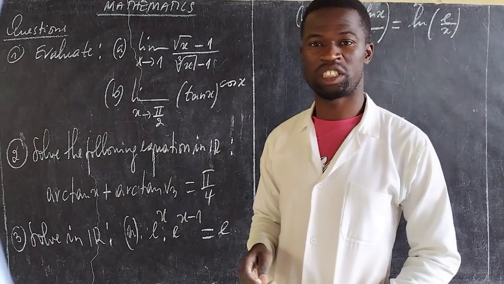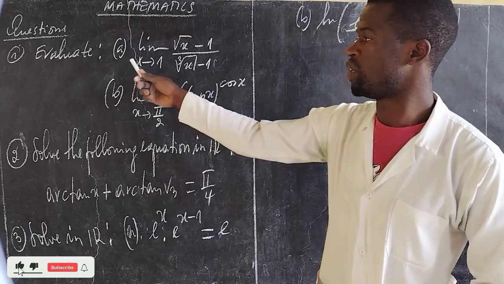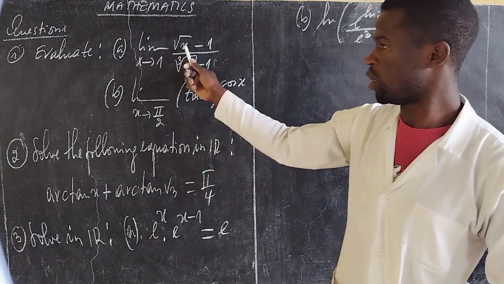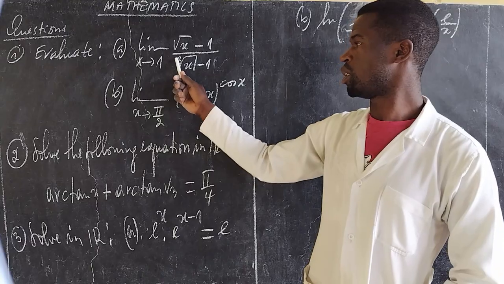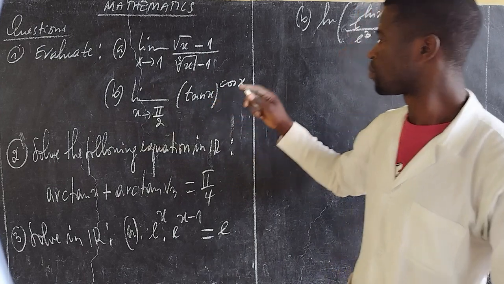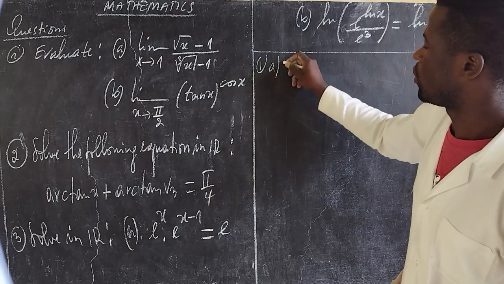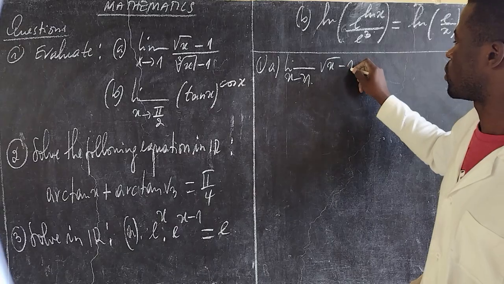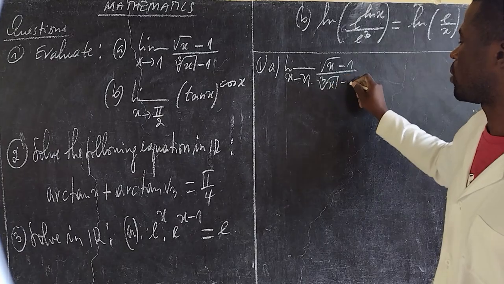Today you have some interesting mathematics questions. Question number 1: evaluate the limit as x approaches 1 of the square root of x minus 1 over the cube root of x minus 1. Sorry, this one is x minus 1, I'm sorry. Here we have an interesting question. You have the limit as x approaches 1 of root of x minus 1 over root of x minus 1.